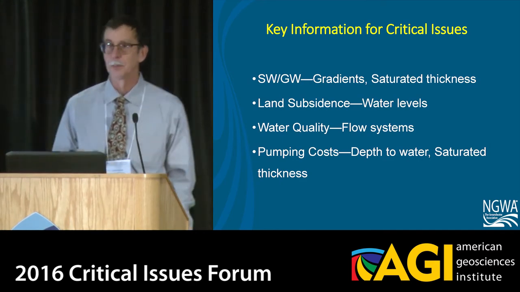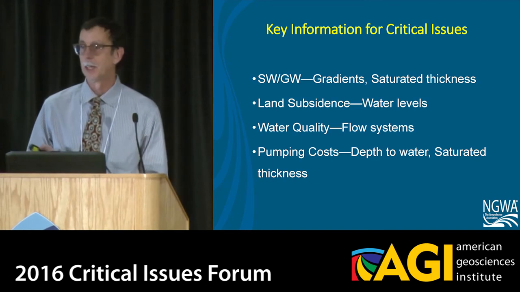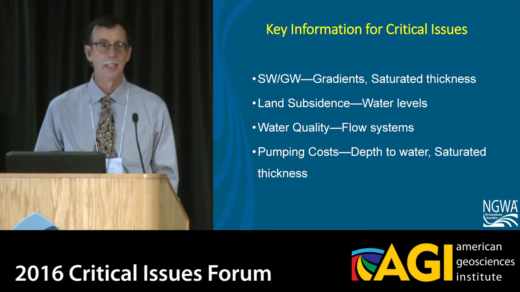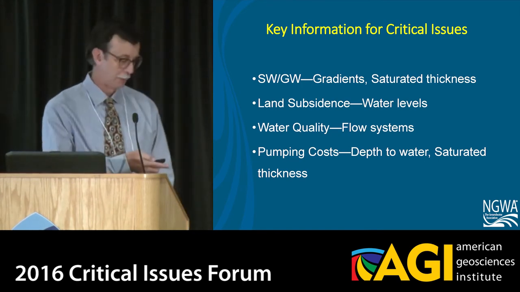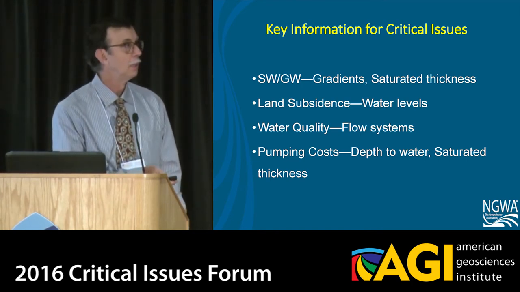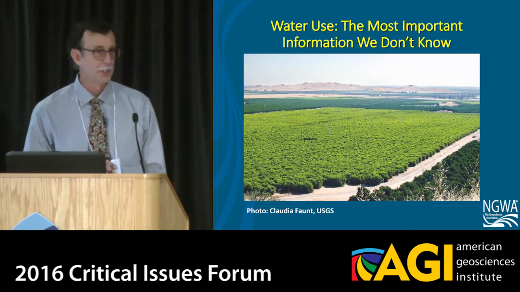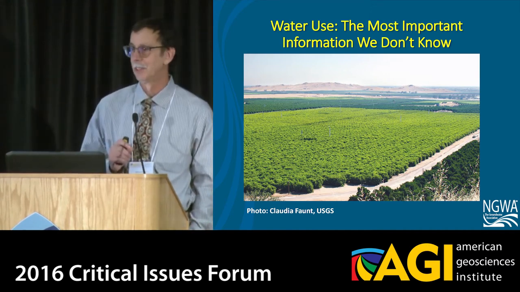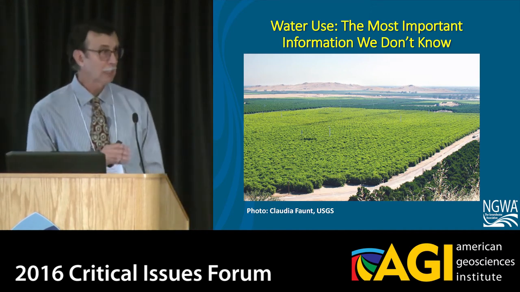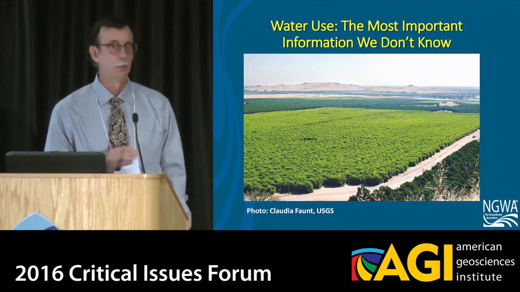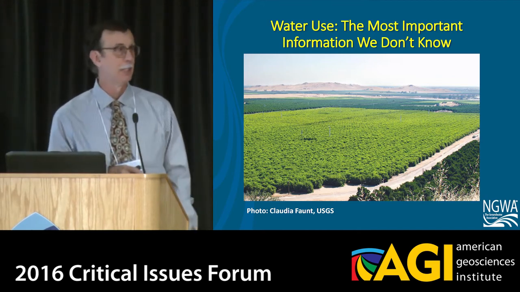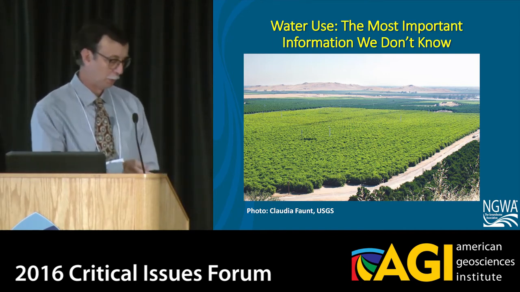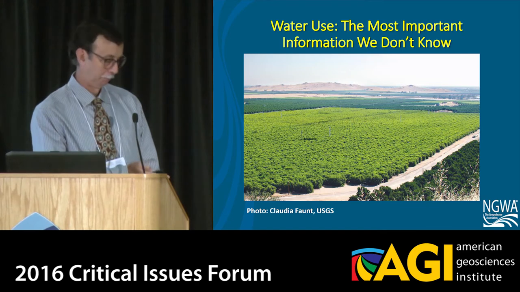And so key information on critical issues becomes gradients and saturated thickness for surface water, groundwater, land subsidence, water levels, water quality, flow systems, pumping costs, hydraulic heads. So there's a lot of different kinds of information about groundwater systems that are important. But the one I want to emphasize here, just in this one slide, is that the most important information we don't know typically is water use. And you'll see an example later from Kansas on where that information can actually become very valuable to you, because Kansas actually happens to be a place where they have good water use information. This is California.